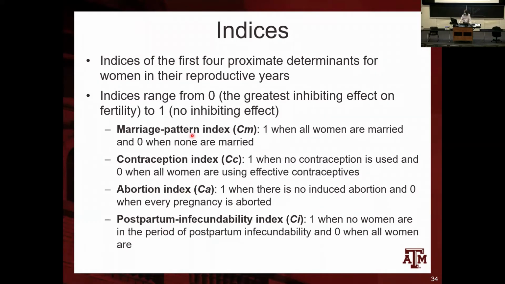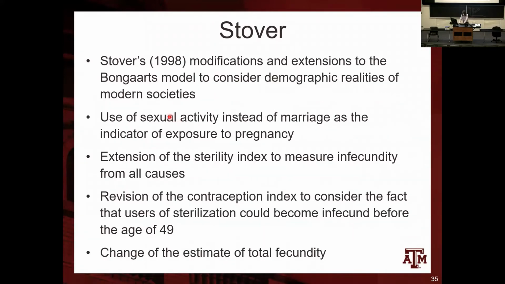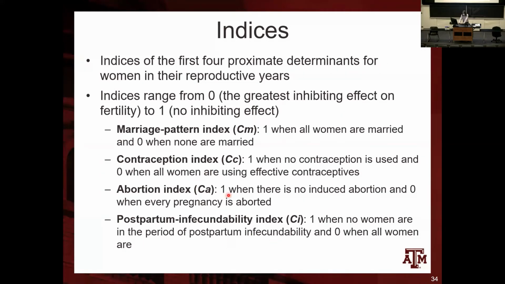So the idea here, instead of having this marriage pattern index, is to have the sexual activity index. The sterility index measures infecundability from all causes, not just from postpartum, and contraception, to realize that countries that have a really high proportion of men or women getting sterilization will not have children from the time that they decide to get sterilized until the end of the childbearing years, okay, until the end of their lives, of course. But here we are talking between 15 and 49 years of age.